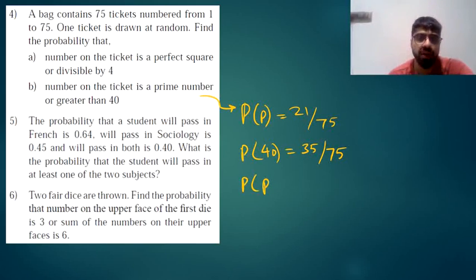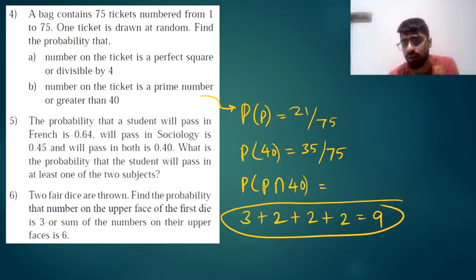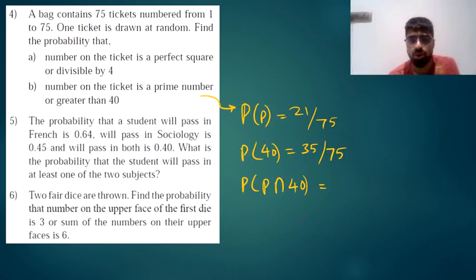Probability of the number being a prime number and greater than 40. Intersection means and. So the number being a prime number as well as greater than 40 means we need the prime numbers greater than 40, which are 41, 43, 47, that's 3, plus we have 53, 59, which is 2, plus 61, 67, that's 2 more prime numbers, and 71, 73, that's 2 more prime numbers. So we have a total of 9 prime numbers greater than 40. So P of P intersection 40, the probability for that will be 9 by 75.